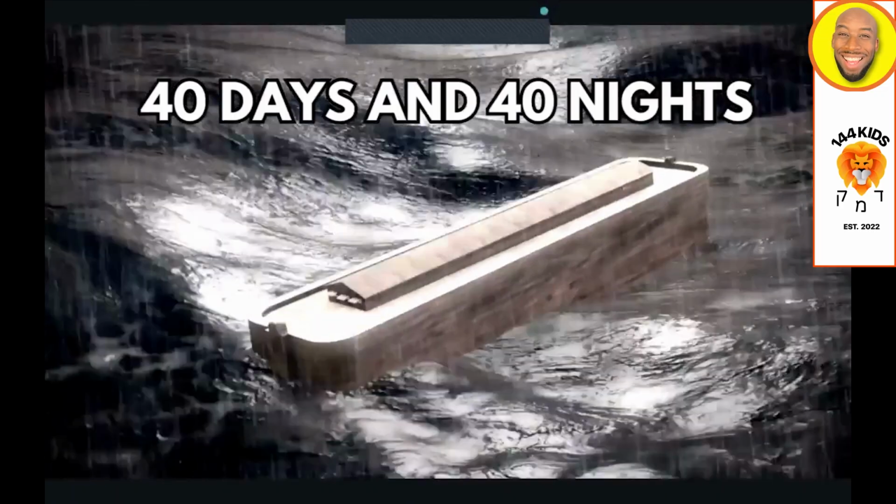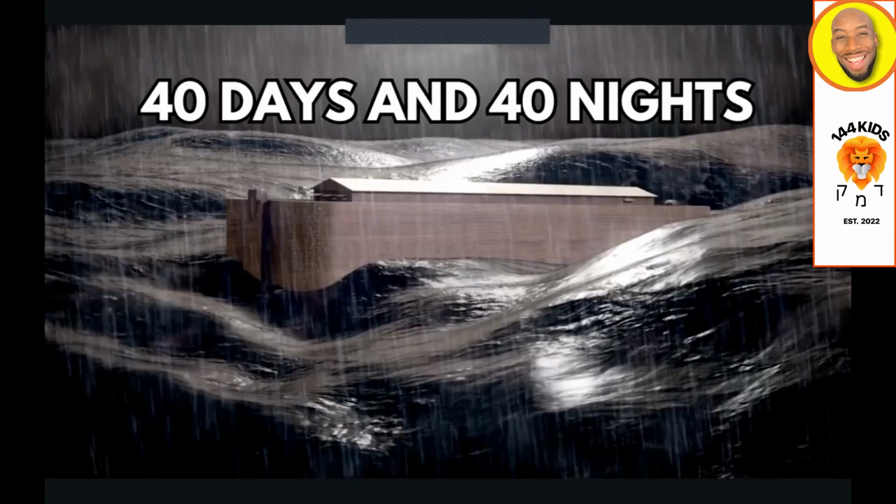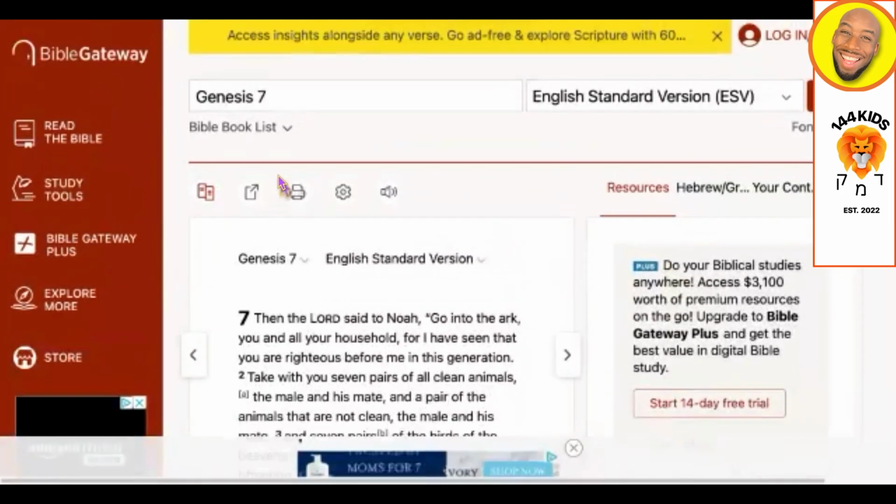Now, how long was Noah and his family on the ark, though? 2 years? Oh, see, now we got to pull up the scripture. I got too many conflicting answers. Now we got to pull up the scripture. Hold on. So here we go. So this is good. We're going to do some biblical detective work. So this is Genesis chapter 7, right?